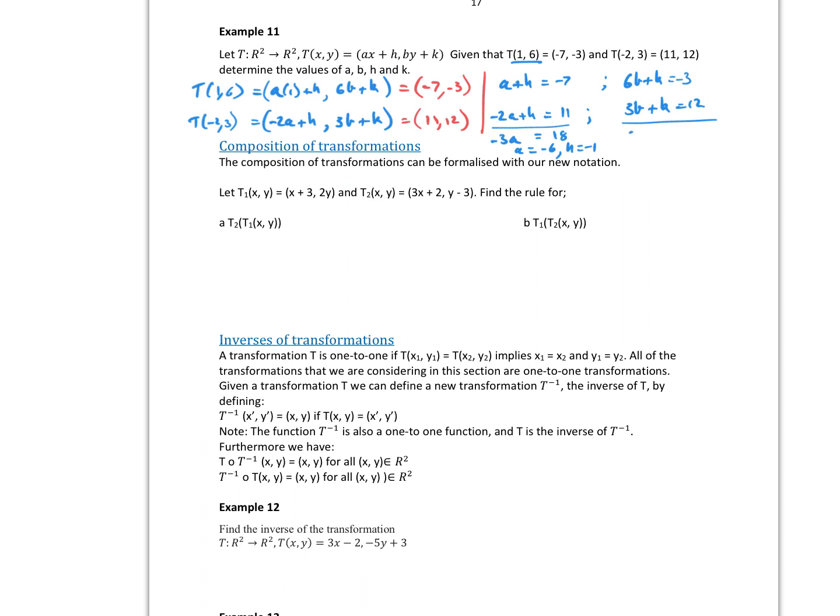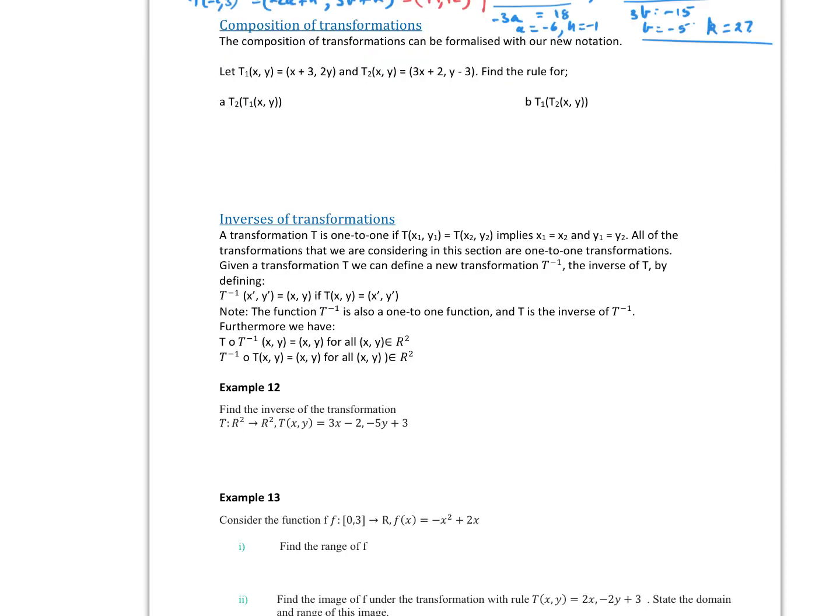Same thing, I'm going to do this time top minus bottom. 6b minus 3b is 3b, k minus k is 0, -3 minus 12 is -15. So b will equal -5. And if I put that into the top, I'll get -30 plus k equals -3. Add 30 to both sides. I'll get k equal to 27. So there's my values.